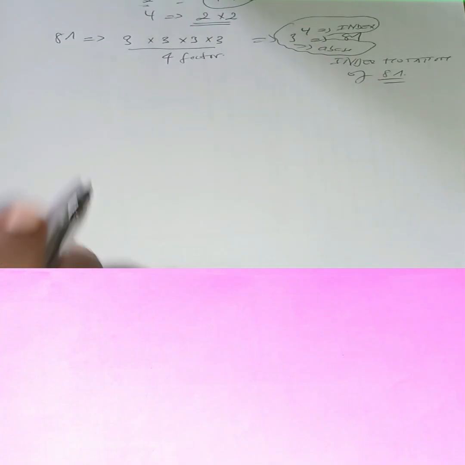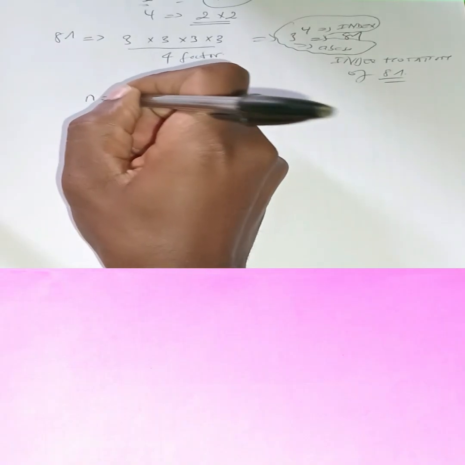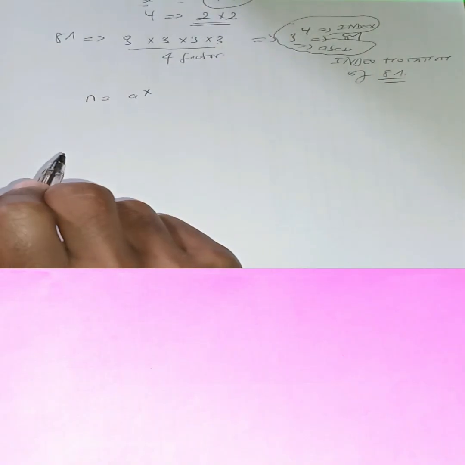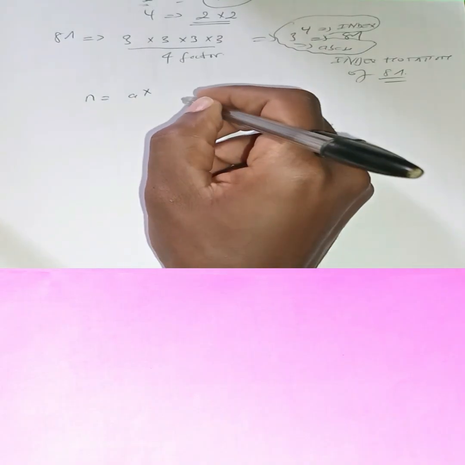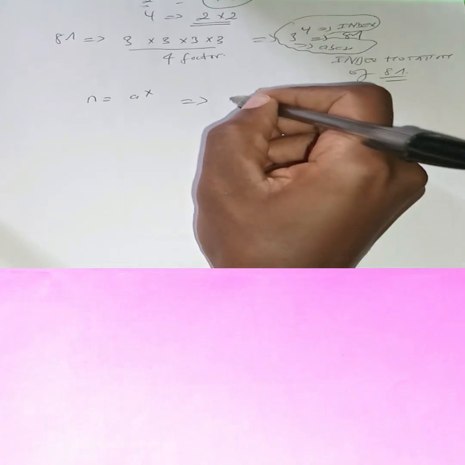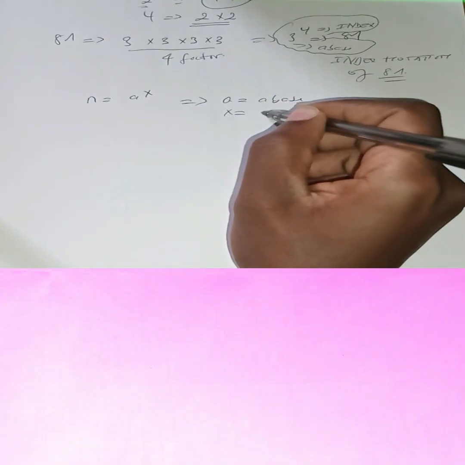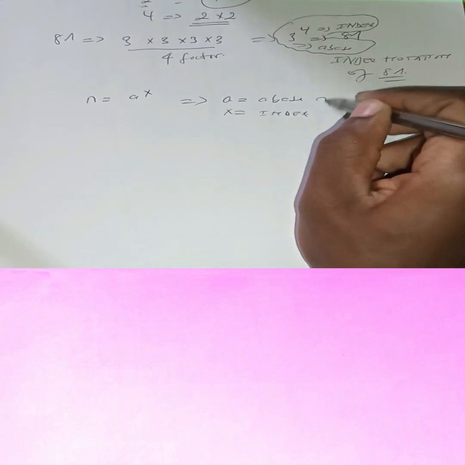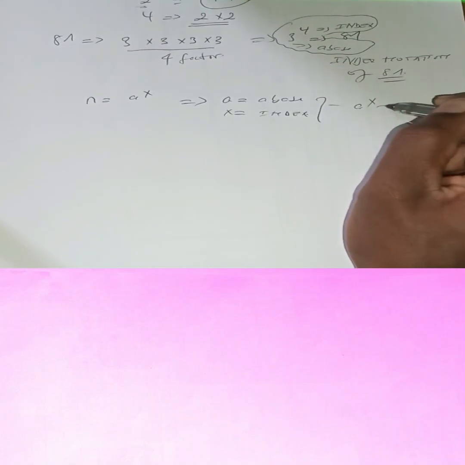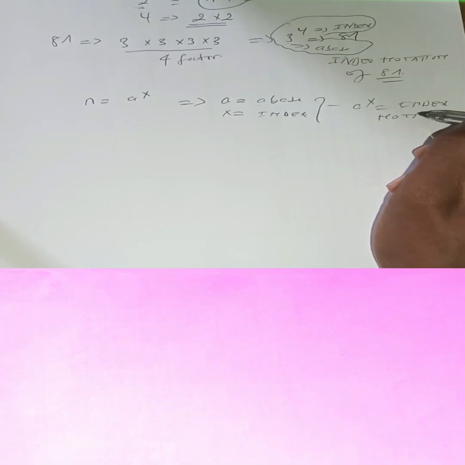So generally we can write N is equal to a power x, where a is the base and x is the index. Together, a power x forms index notation.